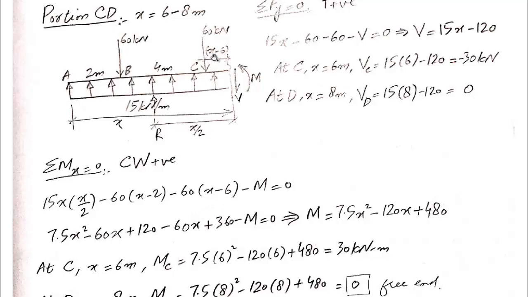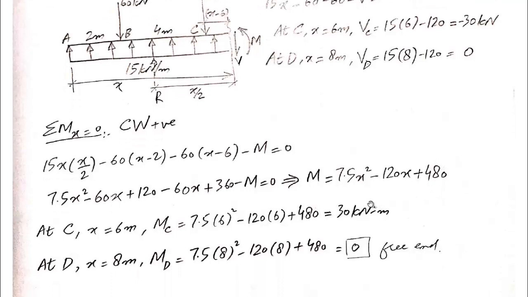And the lever arm is x minus 6. And lastly, this exposed moment M, so M, and we'll put it equal to 0. Now if we just solve all these terms and simplify the relationship, we get M is equal to 7.5x square minus 120x plus 480.